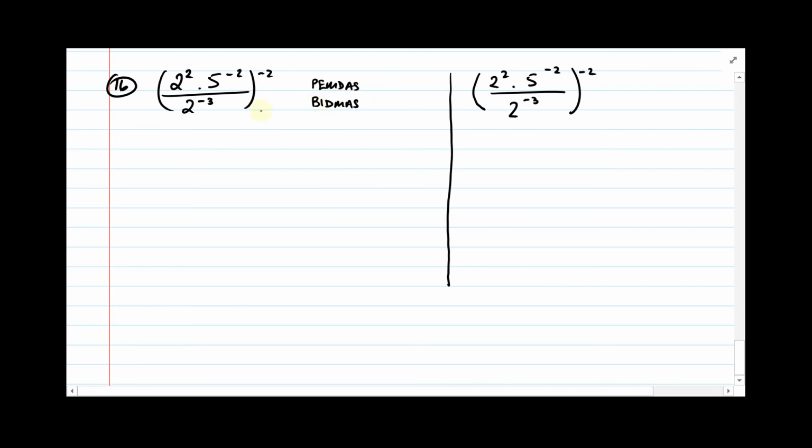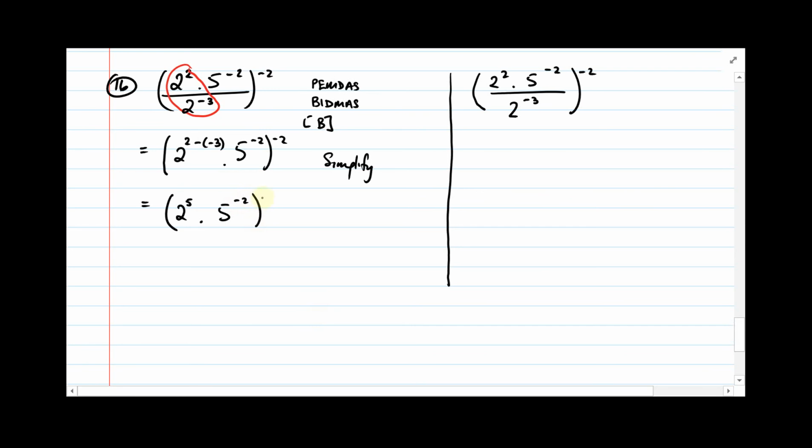All right. If I do that, I need to work inside the bracket first. So I'm working inside the bracket. What do I get? Why don't I look at the 2's here? I have a division, so I'm going to do subtraction. 2 squared minus 3, and I'll just leave the 5 to the negative 2 alone. All right, simplifying. If I simplify, I end up with 2 to the 5th times 5 to the negative 2, and I can't go any further on the inside.